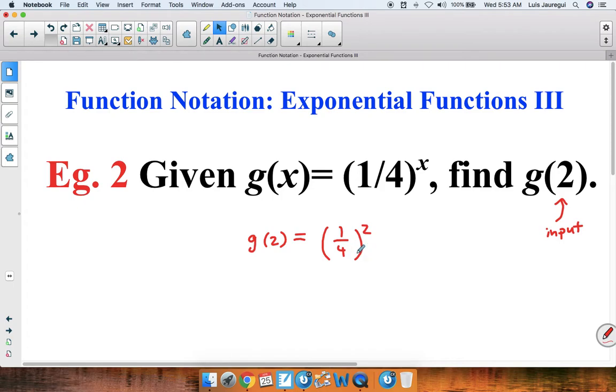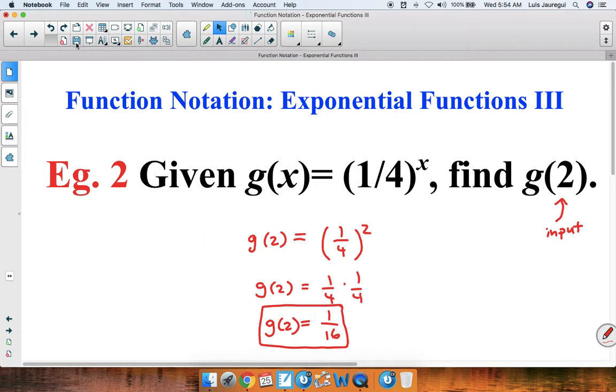Once again, remember that this means repeated multiplication, so we can rewrite g of 2 as the product of 1/4 times 1/4. Now, using the fact that we're multiplying fractions, we multiply the numerators, so 1 times 1 gives you 1, and then we multiply the denominators. So 4 times 4 gives you 16. Therefore, we can say that g of 2 is equal to 1/16.